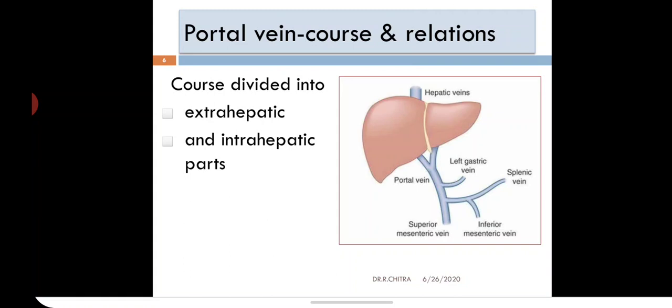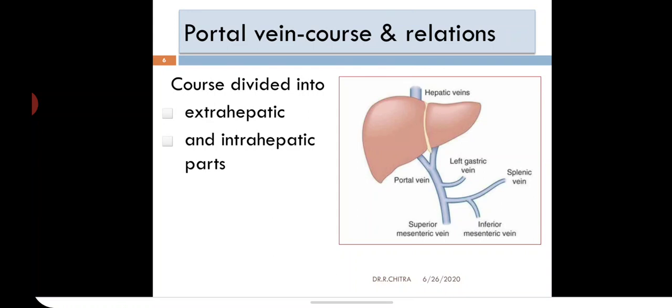Outside that is the extrahepatic part, formed by the union of the splenic vein and the superior mesenteric vein, which you can see in the image below. This extrahepatic part measures about 8 cm in length. From its formation, it passes upwards behind the neck of the pancreas and the first part of the duodenum. Then it enters the right free margin of the lesser omentum and reaches the porta hepatis, where it divides into right and left branches.